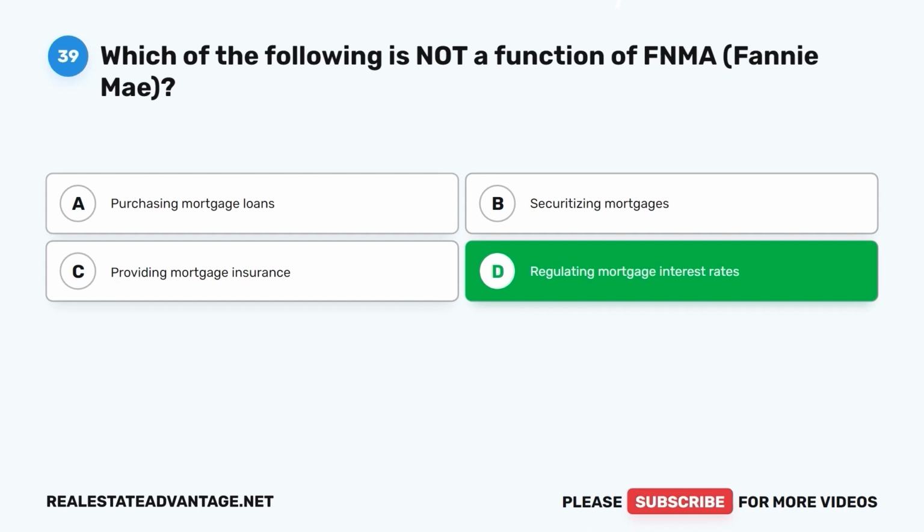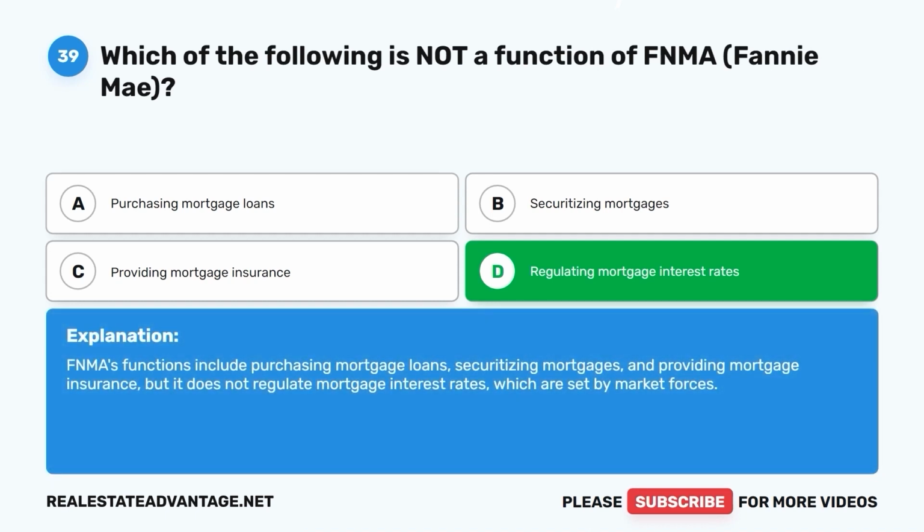Regulating mortgage interest rates. FNMA's functions include purchasing mortgage loans, securitizing mortgages, and providing mortgage insurance, but it does not regulate mortgage interest rates, which are set by market forces.